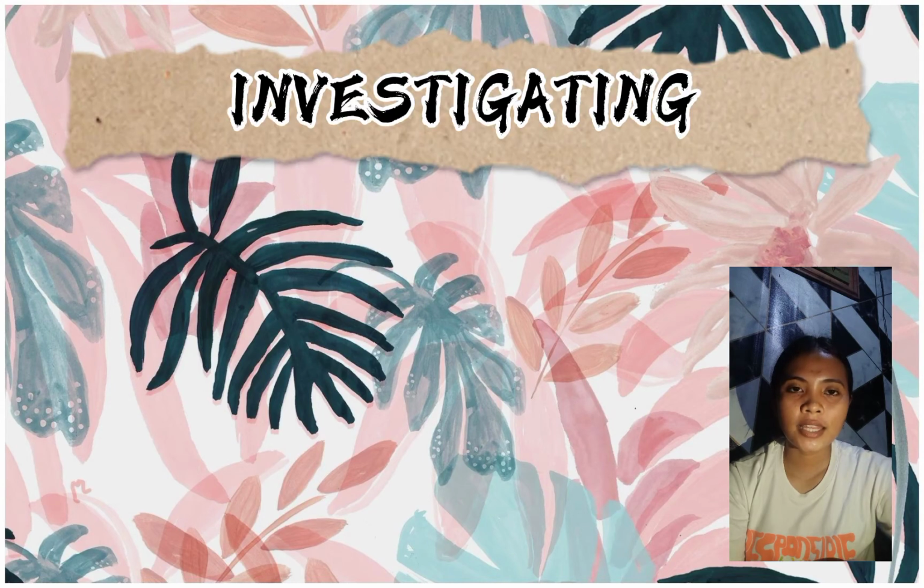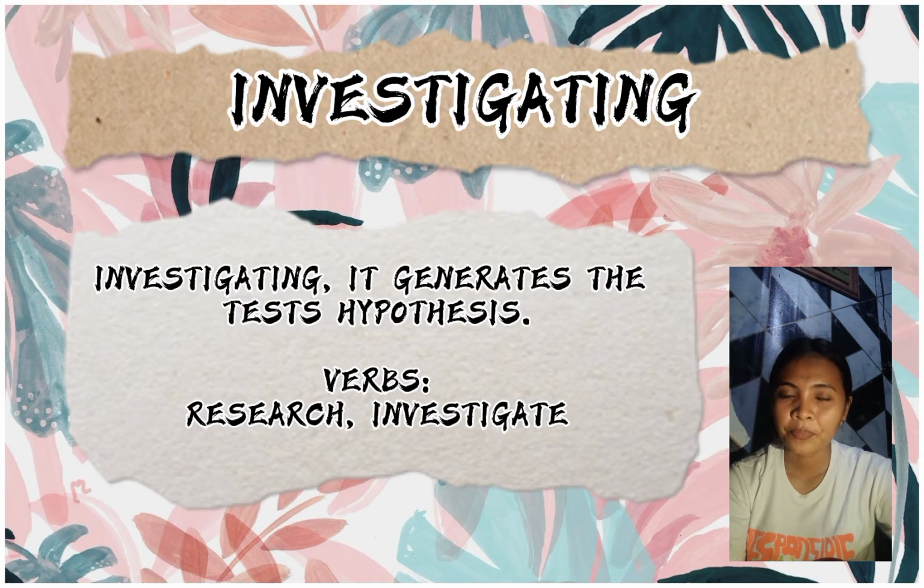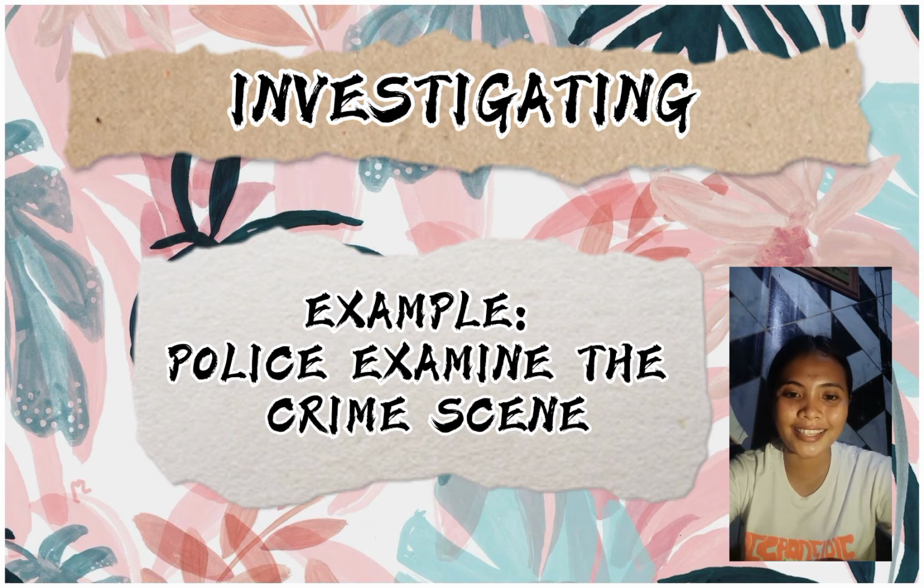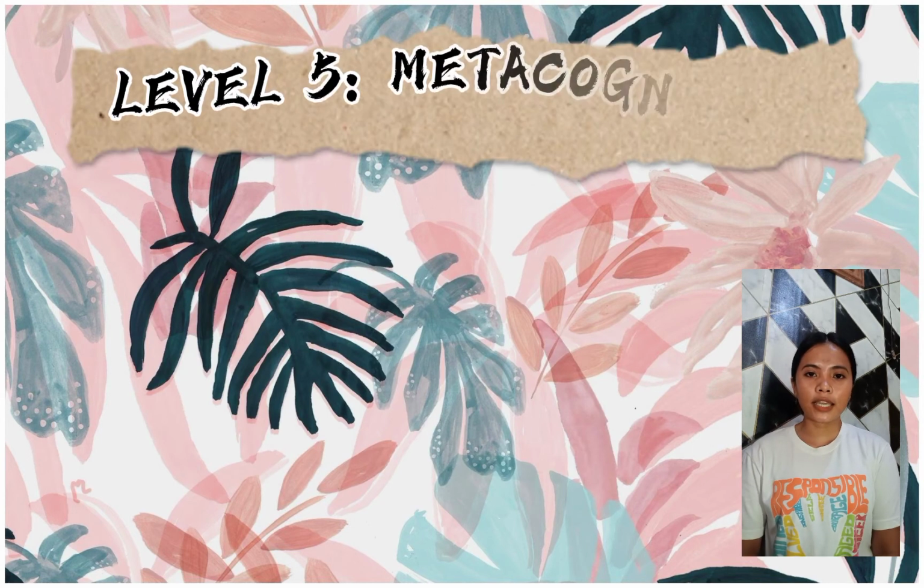The last one is investigating. It generates and tests hypotheses. It carries out a systematic formal inquiry to discover and examine the facts. For the outcome verbs, we have research and investigate. For example, police examine a crime. They are examining and investigating the crime from the setting where it happened. They will be investigating the real reason why it happened, who the people involved in the crime are, and so on. So that is investigating. The fifth level of difficulty is metacognition.